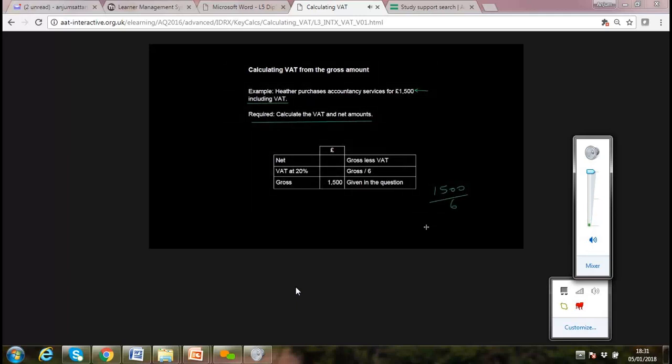So 6 means, because 20% is included, it means it is 120. When we divide 120 by 20, we get 6. So we just directly divide by 6.